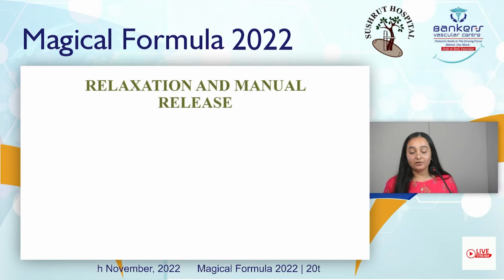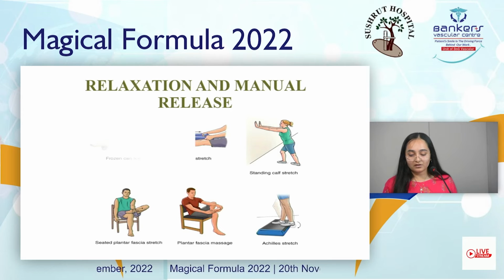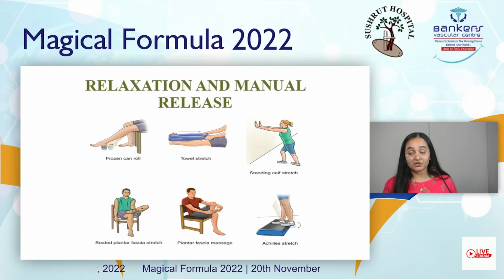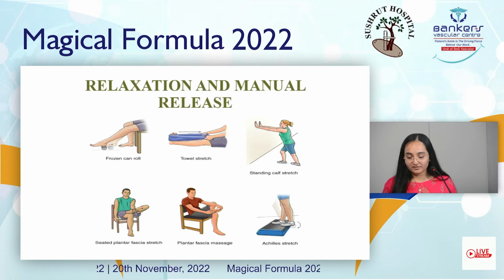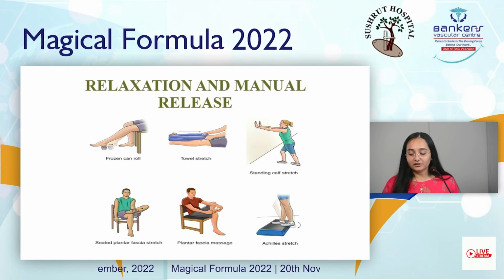Relaxation and manual release of the plantar fascia. These are the exercises which can be given to the patient, and the patient can perform them actively. The first is frozen can roll. A bottle can be given to the patient and the patient is told to follow the instructions. The second one is towel stretch. We can use TheraBands also. The third one is standing calf stretch. The fourth one is seated plantar fascia stretch, which helps in the release of the plantar fascia as well. Plantar fascia massage can be given and Achilles tendon stretch can be given to the patient.